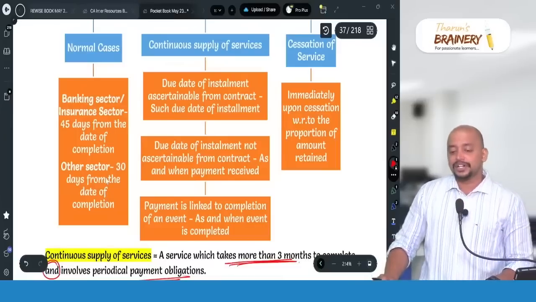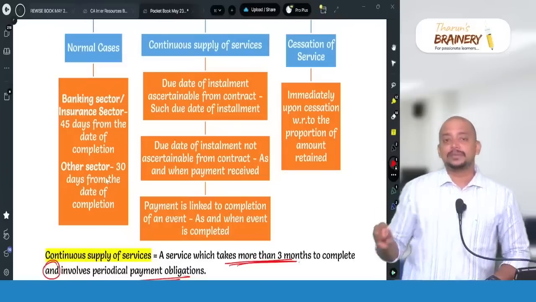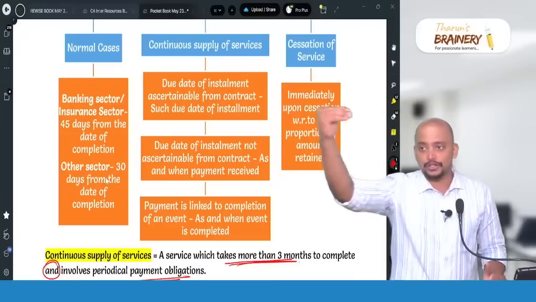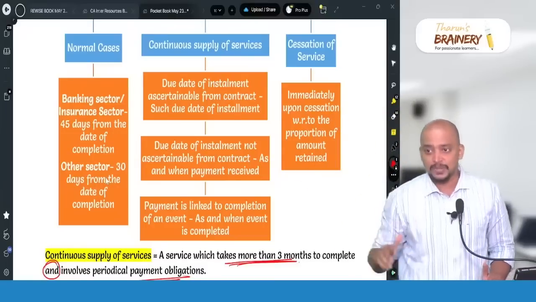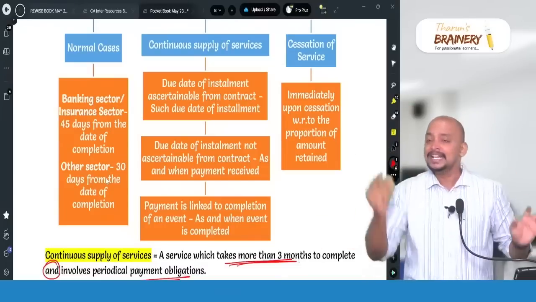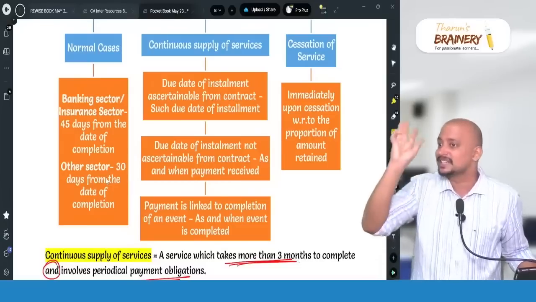And in case of continuous supply of services, 3 situations are there. If the due date of installment is ascertainable from the contract, say for example by 15th March you have to pay this much, 20th March you have to pay this much and 31st March you have to pay this much, like that clearly dates are given in the contract, that date will be taken as the due date of invoice with respect to that component, that installment.